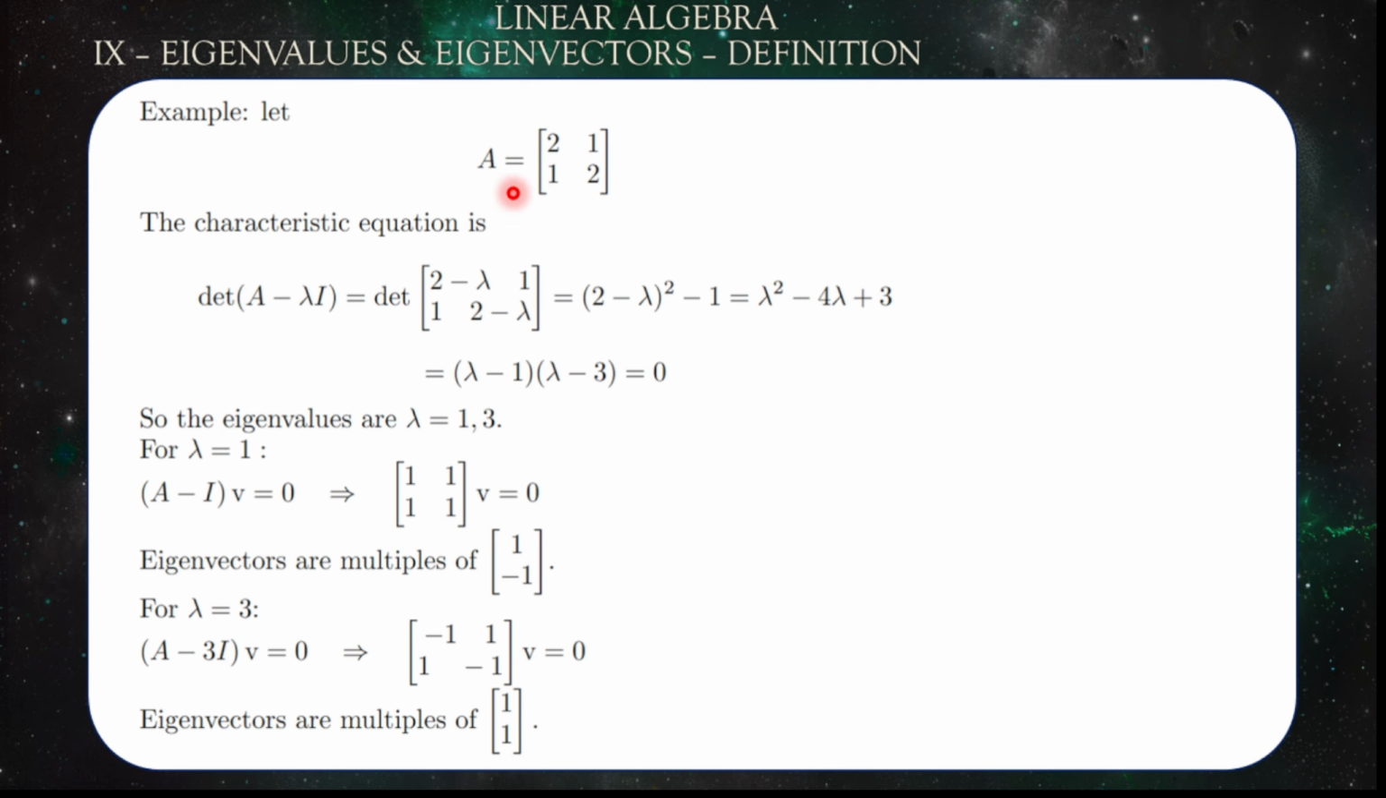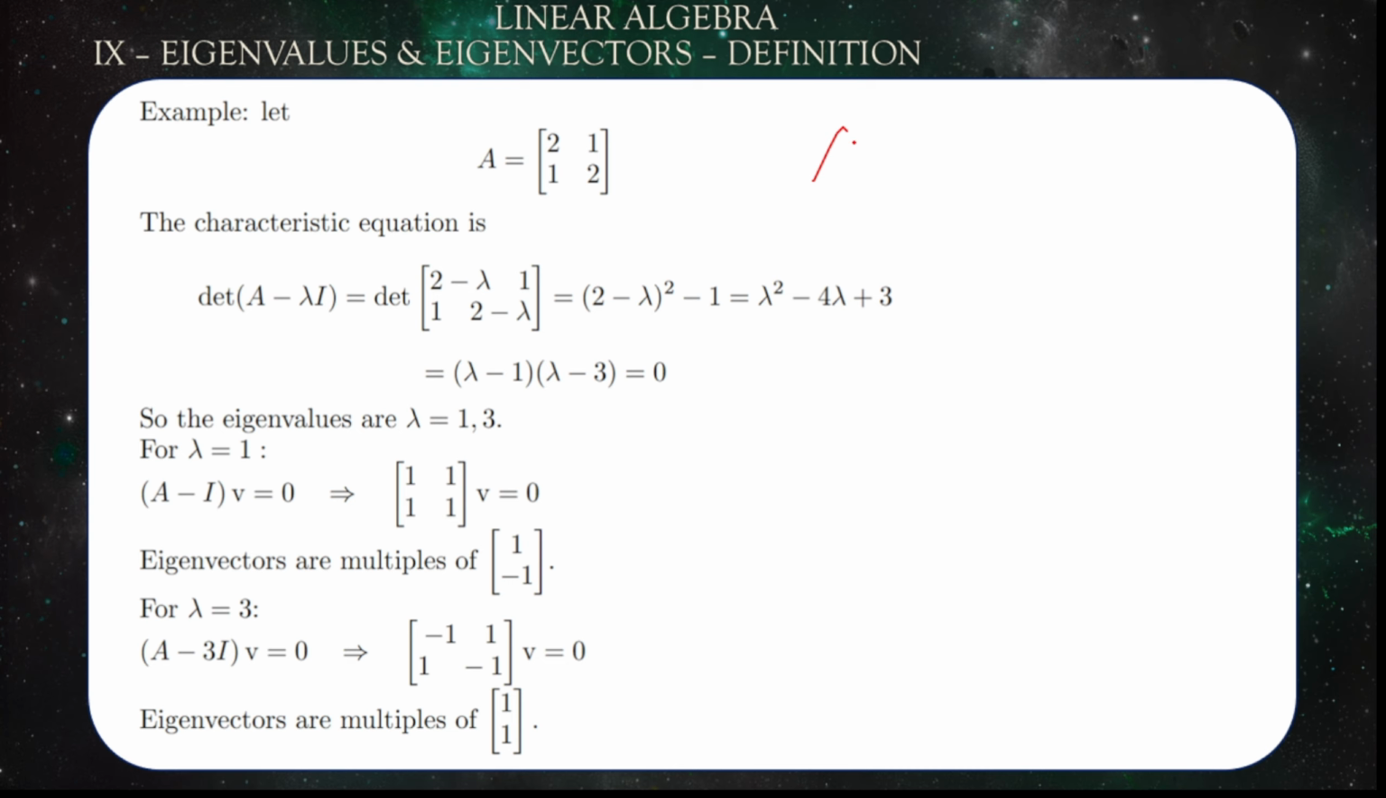Example, let A equal [2, 1; 1, 2]. First of all, we start with the characteristic equation, which is the determinant of A minus lambda I, equal to the determinant of [2 minus lambda, 1; 1, 2 minus lambda]. How did we get that matrix anyway?